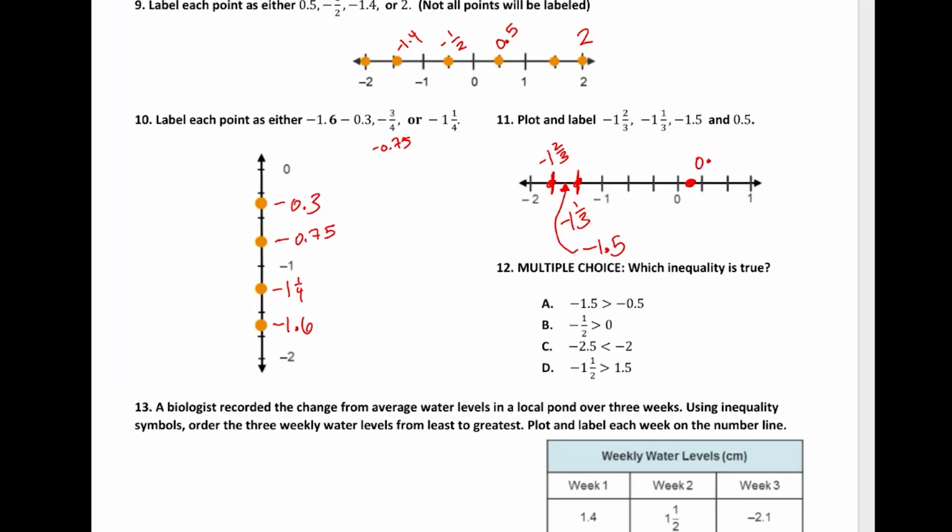Oh, wait a minute. That first one isn't 1. I didn't read that close enough. 1 is here. It's got to be halfway. There we go. So right here, we've got 0.5.